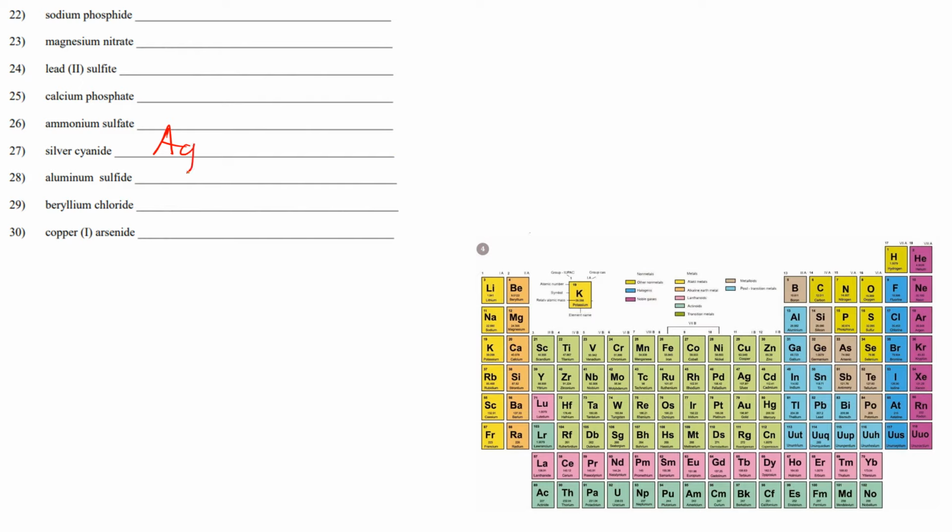Silver is Ag, and it's one of those transition metals that do not have several charges, so it can only be +1. And cyanide is CN. Okay. I don't know if that's on the table, but just know that cyanide is CN-, and Ag is Ag+, so they cancel.